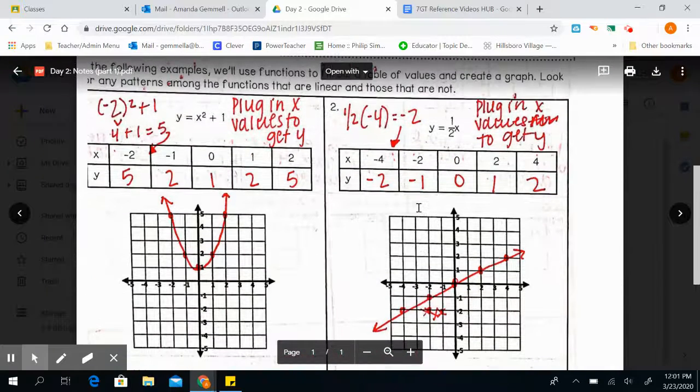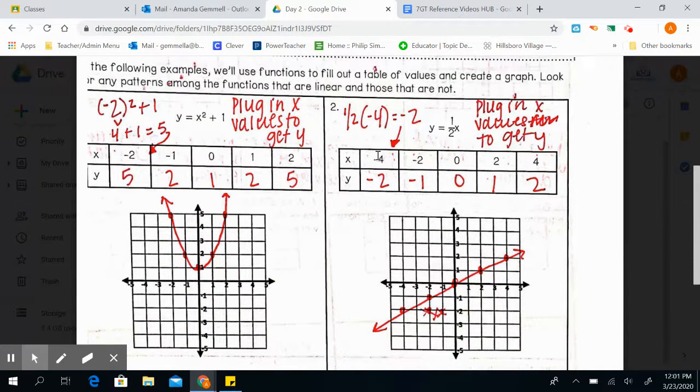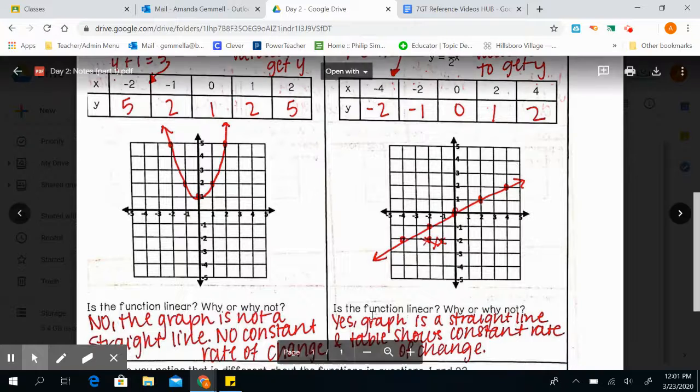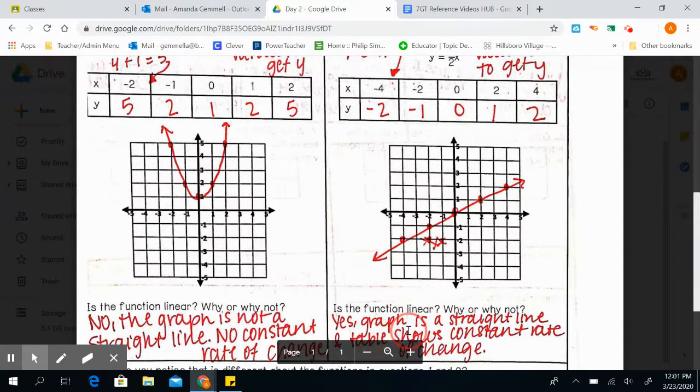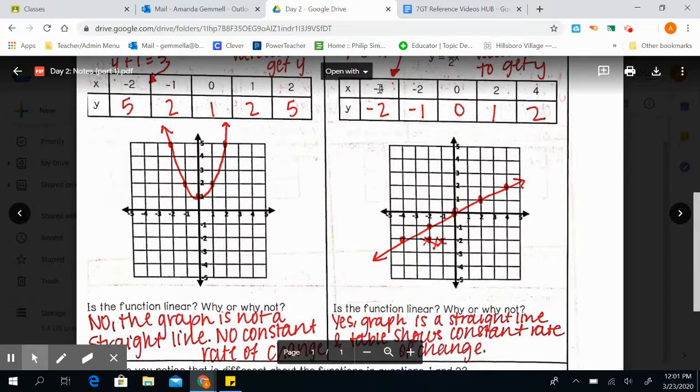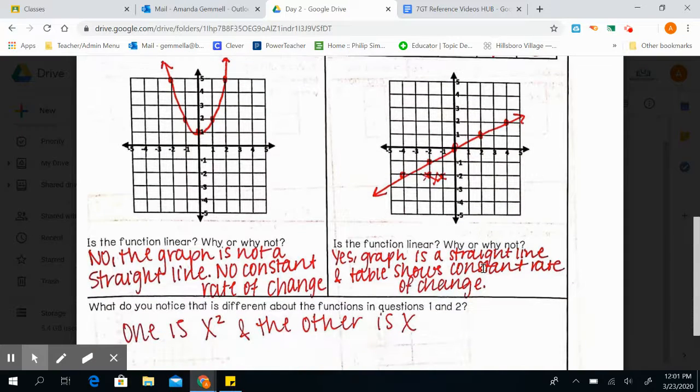Now, for this one, I'm not going to spend too much time talking about it, but it's the same idea. Substitute the x value to get the y value, and then plot the points. Yes, this graph is a straight line, and the table shows a constant rate of change. For every 2 change in y, this is a +2 change, there's a +1 change. A +2 change, a +1 change, a +2 change, a +1 change. There's a constant rate in this table, so that's another reason that it is linear.